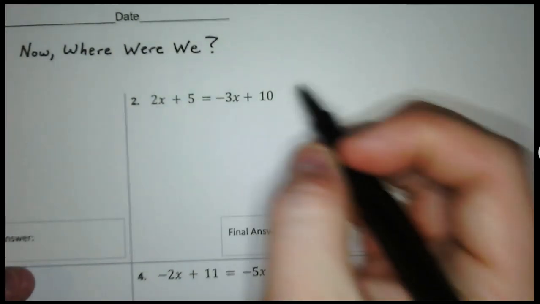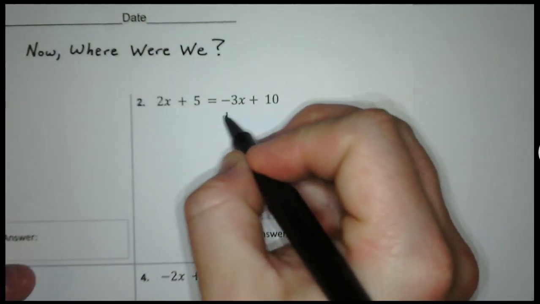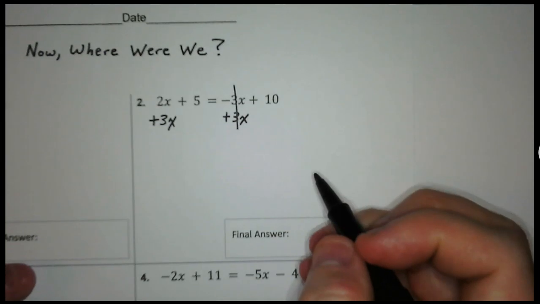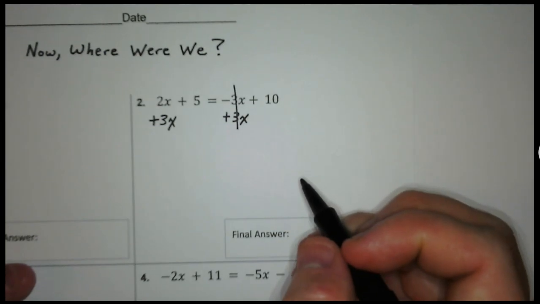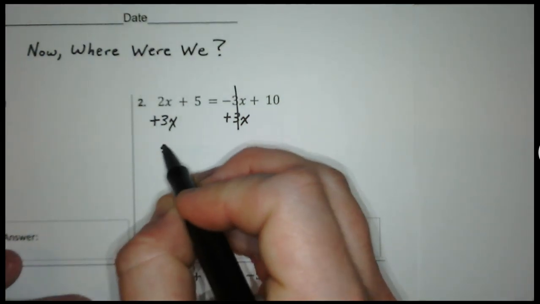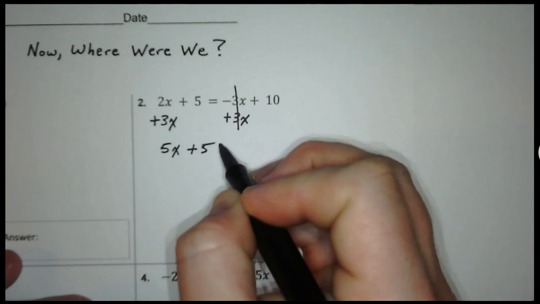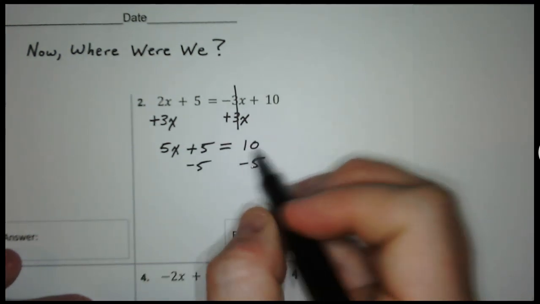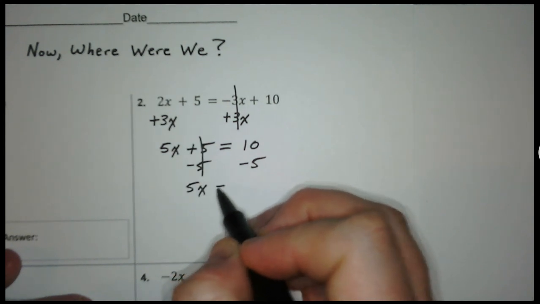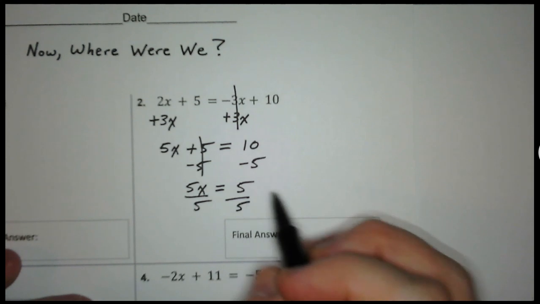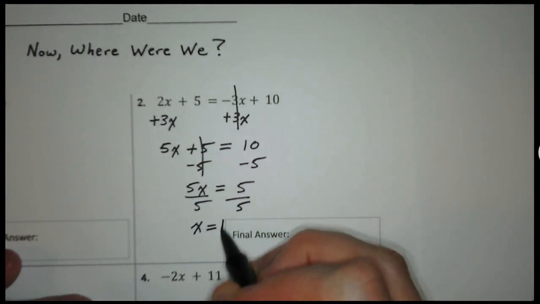Now we can speed up the process a little bit. That negative 3x is smaller, so we do the opposite. How do we get rid of a negative 3x? We add 3x to both sides. So that's going to become a 5x over there with the plus 5. And now we can get x all by itself, divide both sides by 5, and get x equals 1.